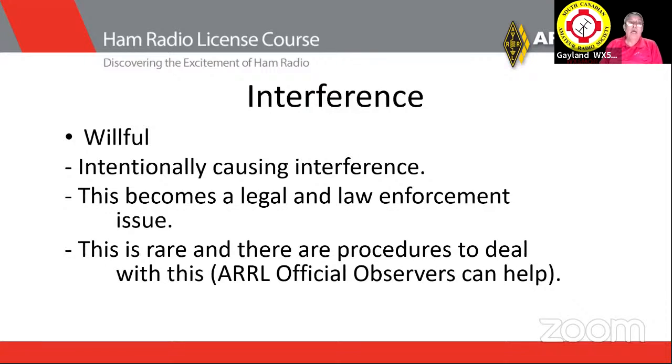On the other hand, you will also find there is willful interference. It's illegal, but you still get it.